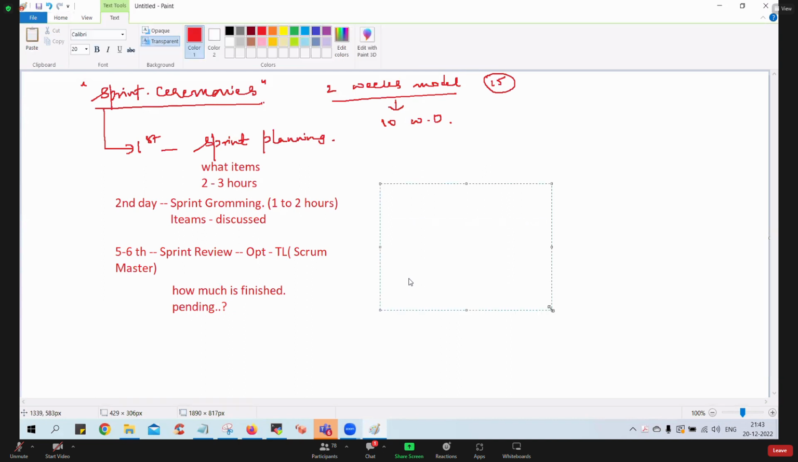And there is something called sprint demo, which happens on the 9th or 10th day, or the last day. And this is again an optional one only. It's not mandatory, but most companies will follow it as mandatory. So this is also optional stuff, but let's take it as mandatory only because most follow it. So it's a mandatory one.